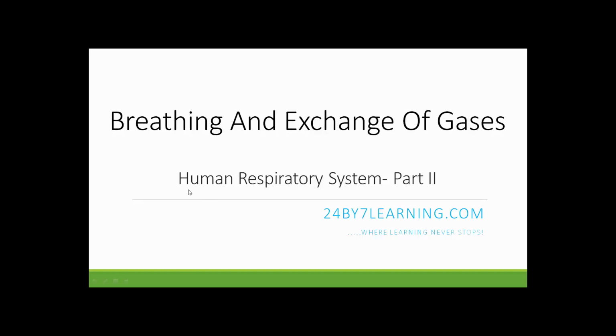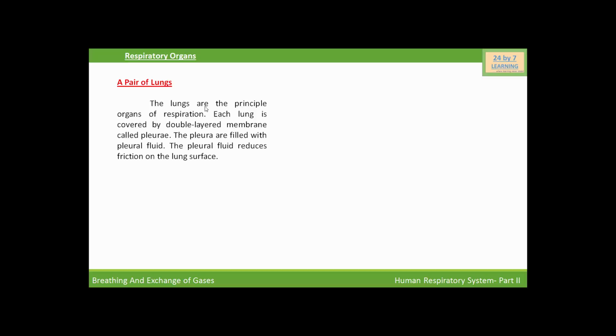Hello students, in the previous video of the human respiratory system, we discussed the respiratory passage. Now we are going to discuss the respiratory organ. A pair of lungs are the main respiratory organ of the human respiratory system. The lungs are the principal organs of respiration.